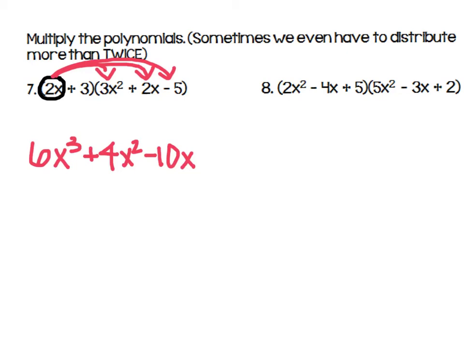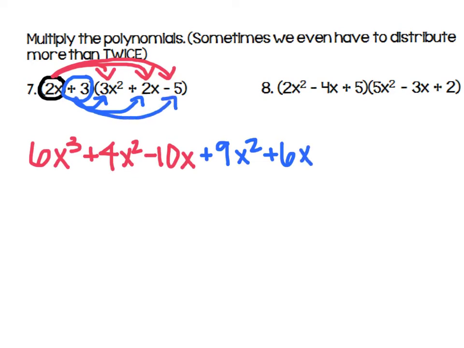Now let's look at the second part. Distributing the positive 3. 3 times 3x squared is, well, 3 times 3 is 9. How many x's are there? Just x squared. 3 times 2x now. Well, 3 times 2 is positive 6. How many x's are there? Just the 1x. Then finally, 3 times negative 5 gives us negative 15.